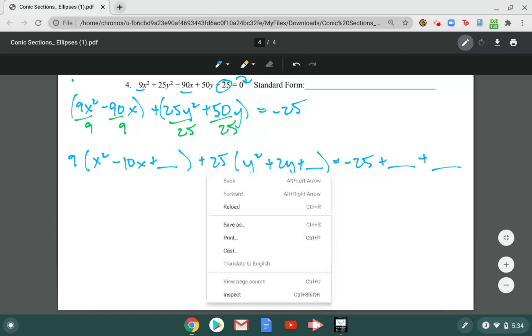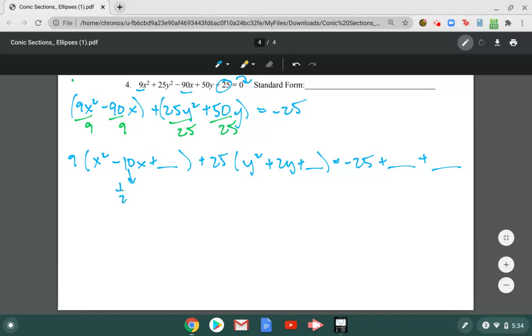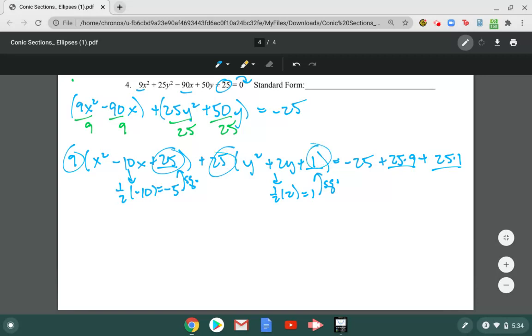Okay, here we go. Half the middle coefficient. So we do half of negative 10 is negative 5 squared 25. But we actually did 25 times 9. And I'm just going to write that here, 25 times 9. Next one, half of 2 is 1 squared is 1. But that wasn't just 1, that was 25 times 1. 25 times 1. Okay, almost there. Let's go ahead and factor it.